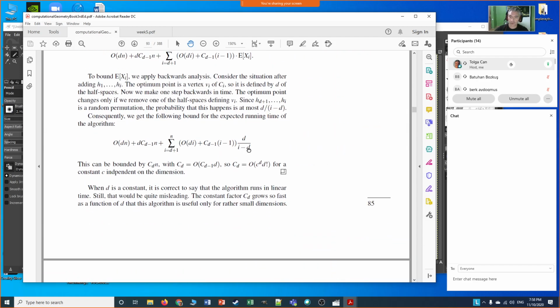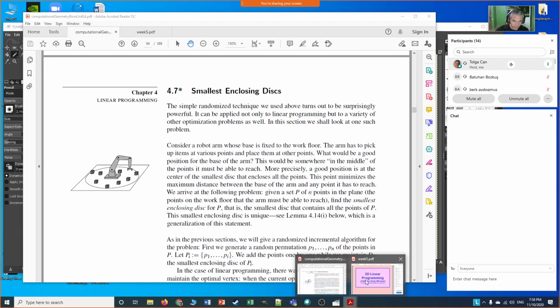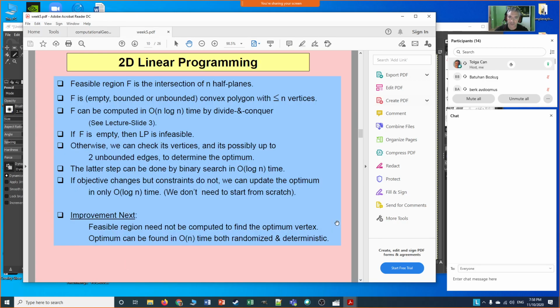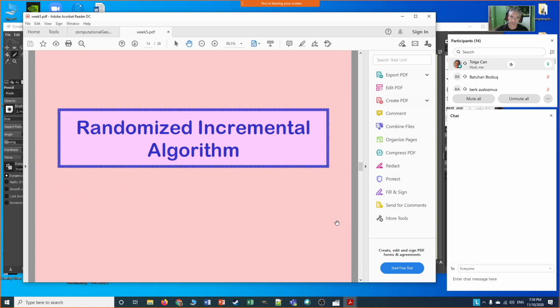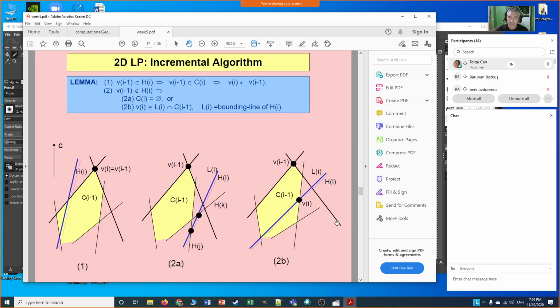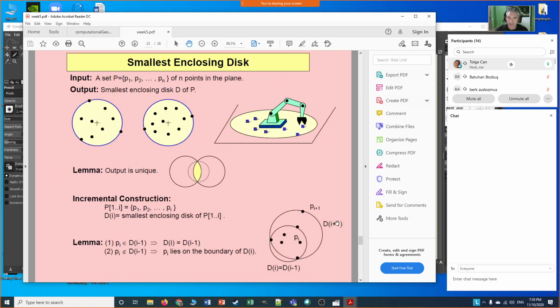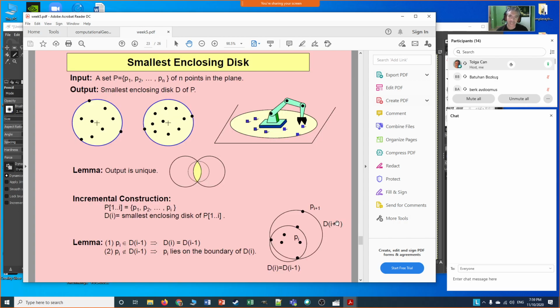And I just want to talk about 4.7, the smallest enclosing disk problem. And I'm going to refer to our slides for that. We also have a set of slides. You can take a look at it later if you want, but it's just a repetition of what the book already says, but in a nice pictorial manner. So yeah, I'm going to be using the slides for this problem. Randomized incremental algorithm for smallest enclosing disk.